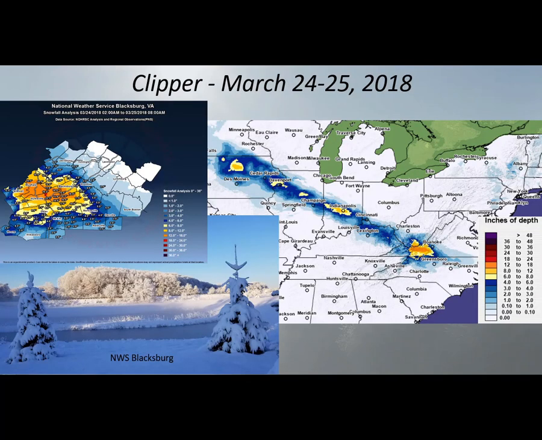But this isn't always the case, as we saw on March 24th to 25th of 2018, where a clipper system developed with a lot more moisture than normally seen and moved into portions of southwestern Virginia, resulting in very heavy snowfall over a small localized area in southwestern Virginia, mainly in the Blacksburg area.